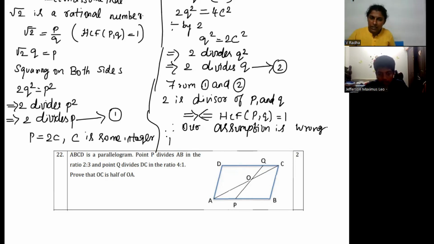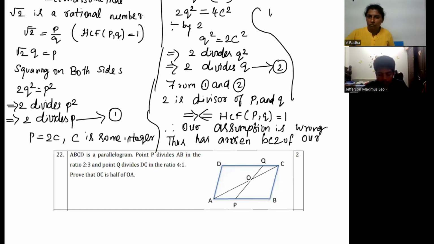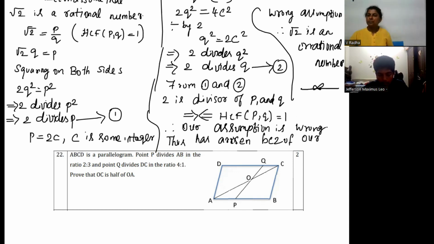This contradiction has arisen because of our wrong assumption. Correct? That's a wrong assumption, ma'am. Therefore, root 2 is an irrational number. That's all. Hence proved. Any doubt? No, ma'am. Okay. Next question now.